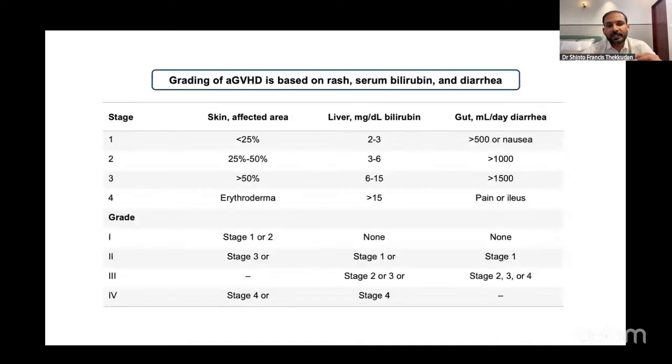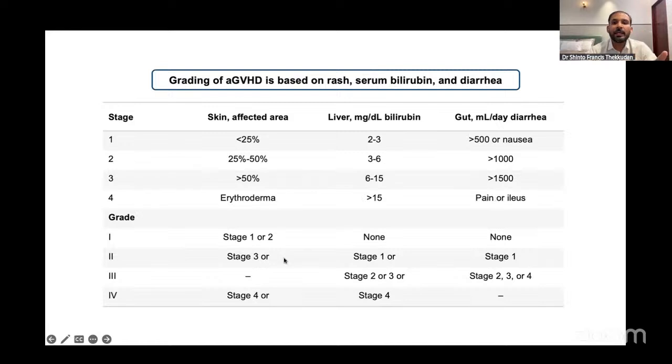As I said, the staging and grading of acute GVHD you should know. Three main organs: skin, liver, and gut. Staging is 1, 2, 3, 4, based on the affected area. For skin: less than 25%, 25 to 50%, more than 50%, and generalized erythroderma is stage 4. Liver, as per bilirubin: 2 to 3, 3 to 6, 6 to 15, more than 15, very easy. Gut: more than 500 ml diarrhea or nausea. This is basically lower GI, but there is an upper GI element also with nausea. More than 1 liter is stage 2, more than 1.5 liter, then ileus, paralytic ileus and continuous pain is stage 4.